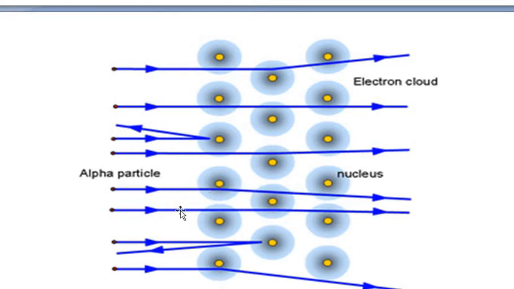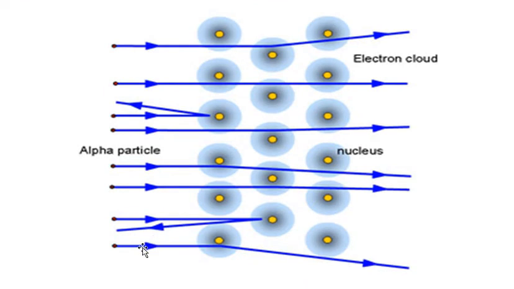The deflected alpha particles happened because these alpha particles passed close to something positive, so deflection occurred. This part is a positively charged nucleus, so he concluded that inside the atom there is something positive. He named this positive part the nucleus, which is heavy and positive.